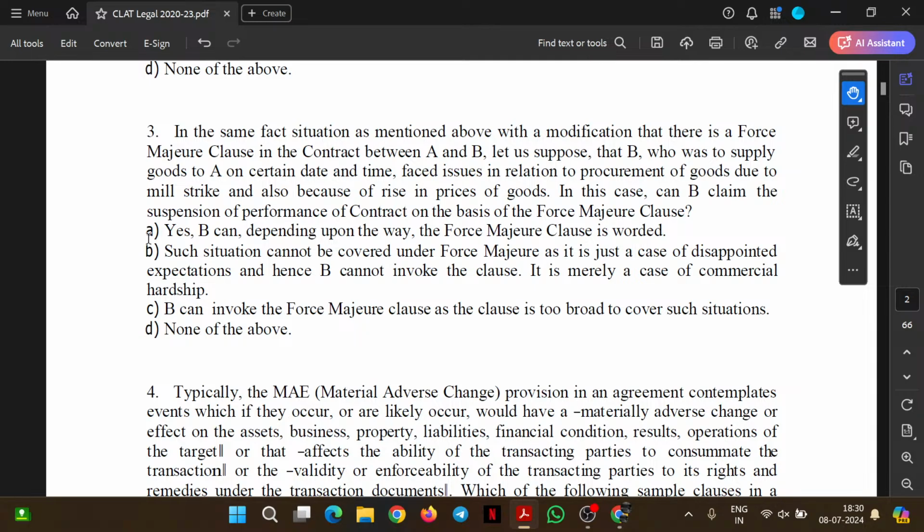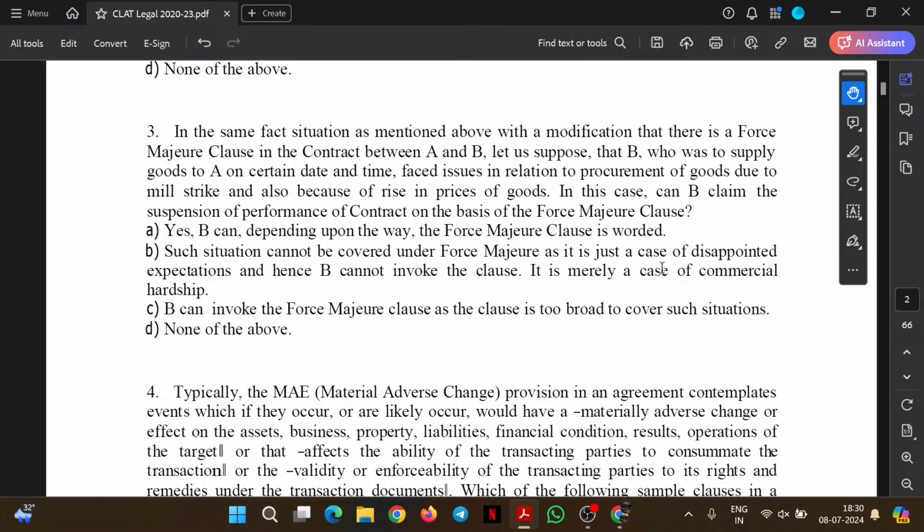Option A goes on to state that yes, B can, depending upon the way the force majeure clause is worded. Fair. It is a very interesting option as it draws your attention. But let's read other options. Such a situation cannot be covered under force majeure as it is just a case of disappointed expectations and hence B cannot invoke the clause. It is merely a case of commercial hardship. This particular scenario seems to be a more balanced one, a more reasonable one.